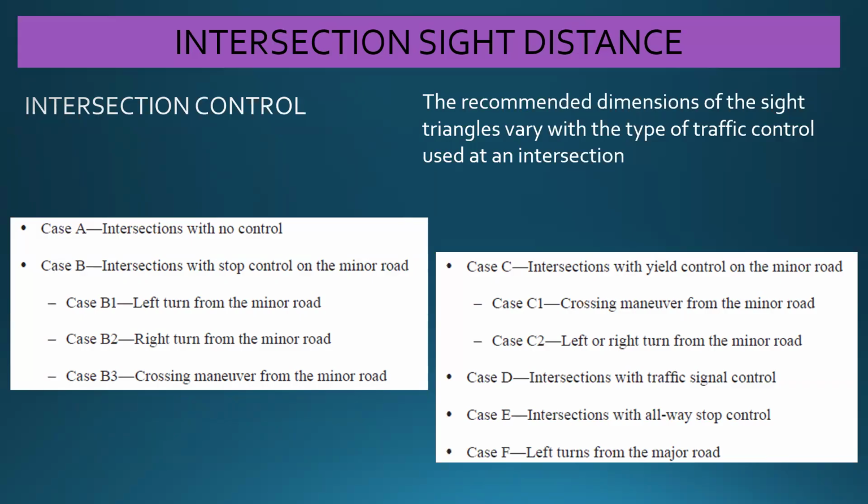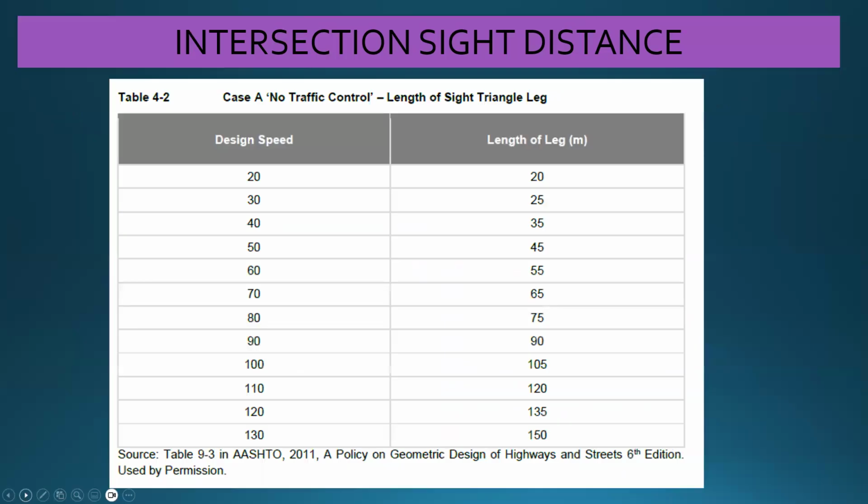So we have case A, intersections with no control. Case B, intersections with stop control on the minor road: left turn from the minor road, right turn from the minor road, crossing maneuver from the minor road. Case C, intersections with yield control on the minor road: crossing maneuver from the minor road, left or right from the minor road. Then case D, E, and F. So let's have case A.